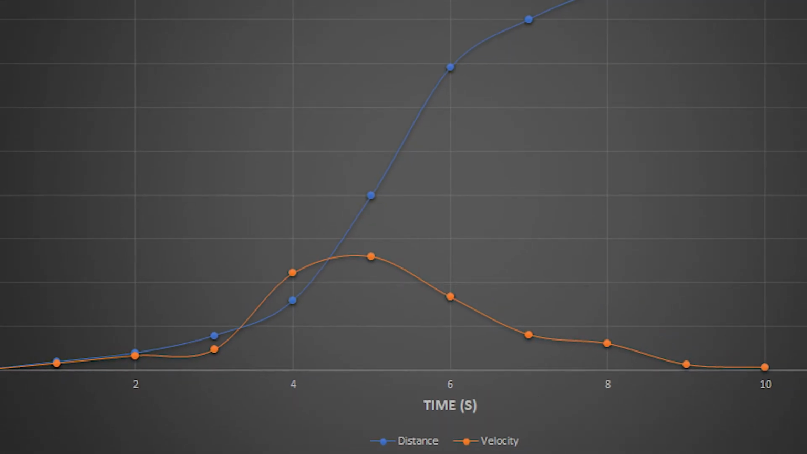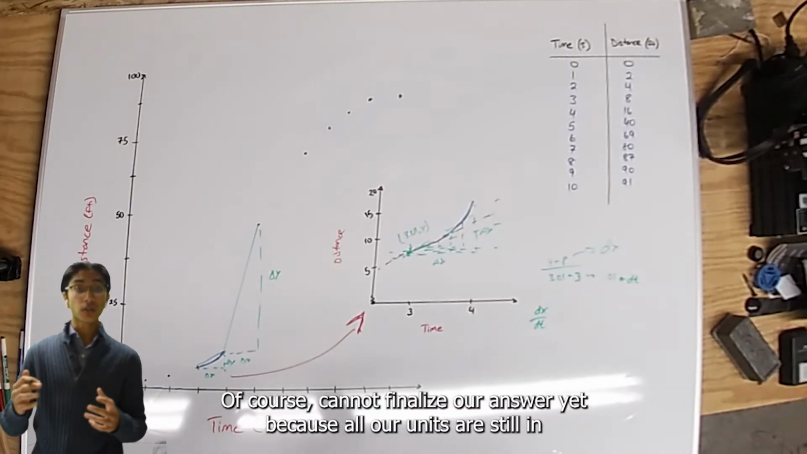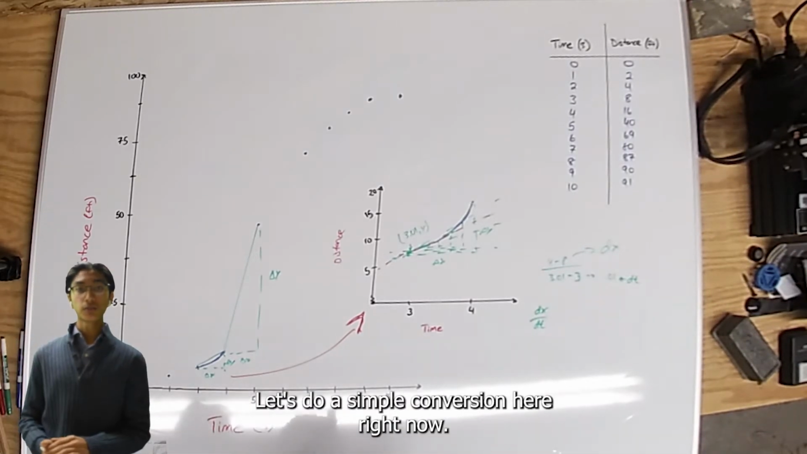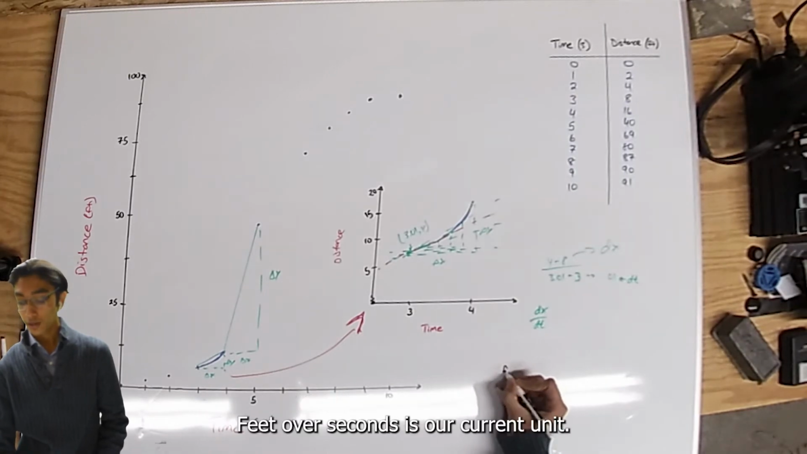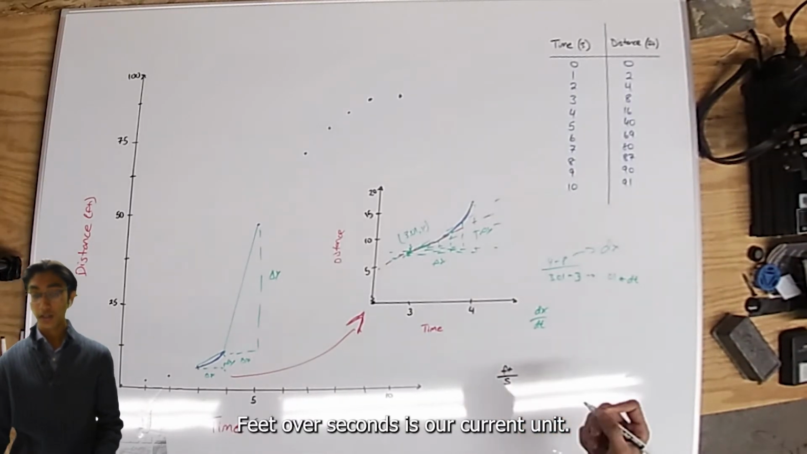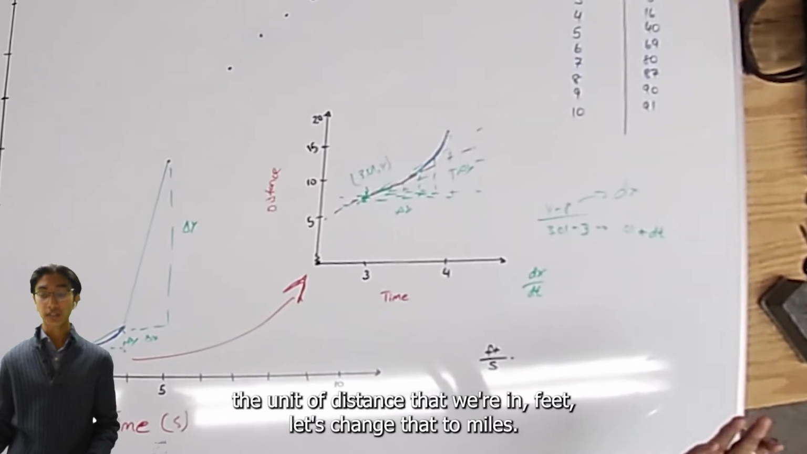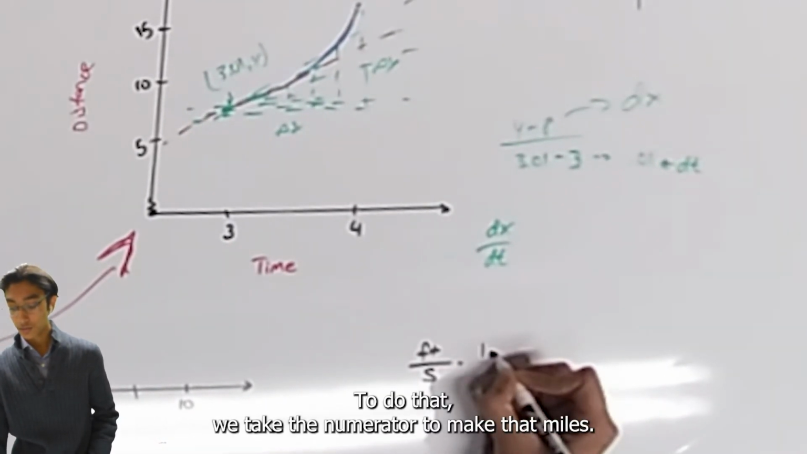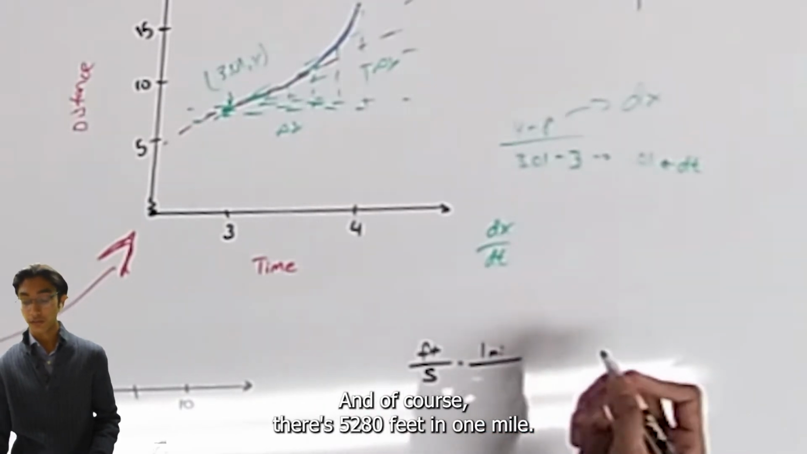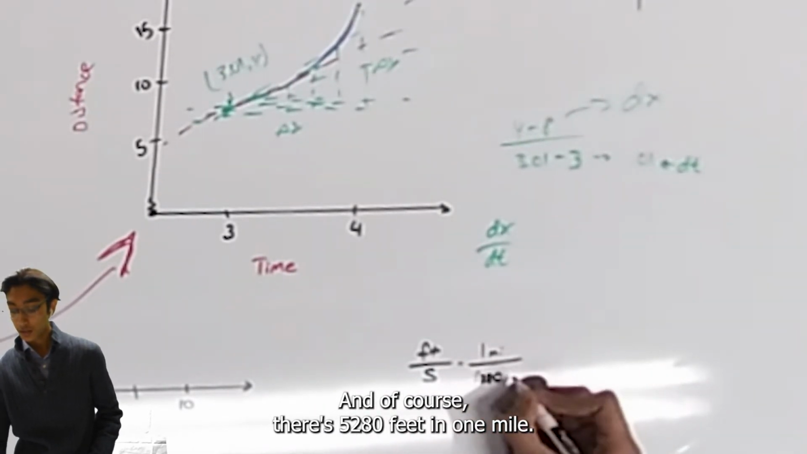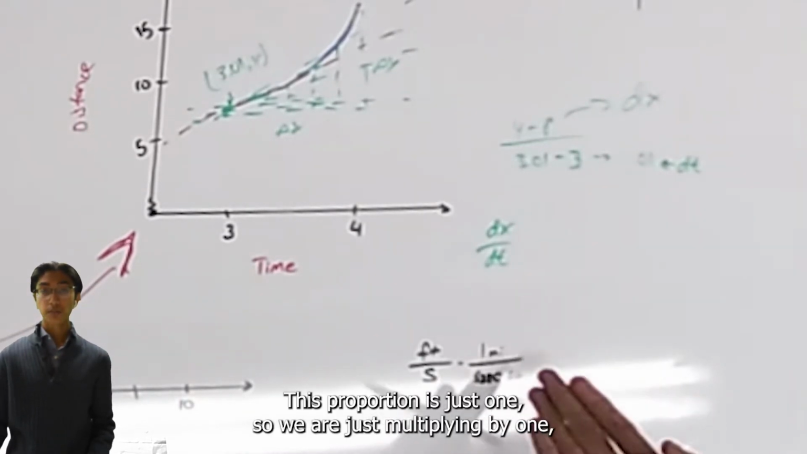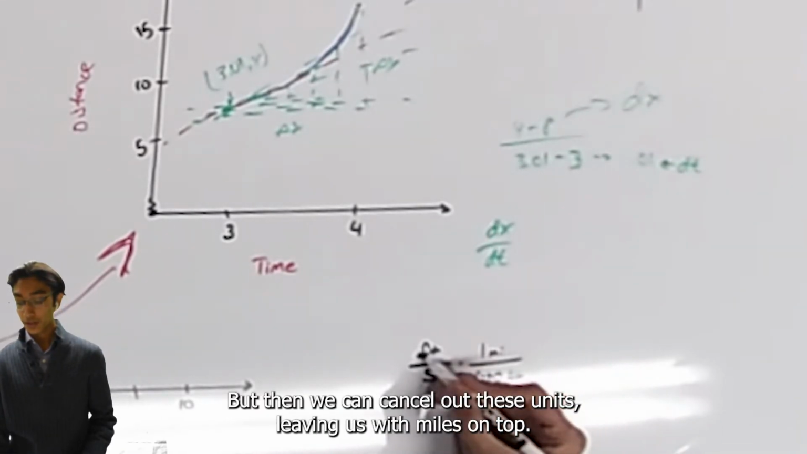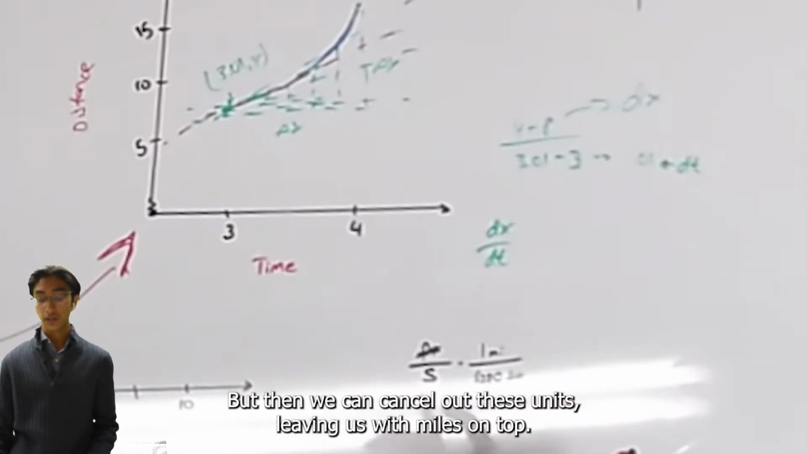Of course, we cannot finalize our answer yet because all our units are still in feet per second. We need to change it into miles per hour since that's what the cop caught us in. Let's do a simple conversion here. Right now, feet over second is our current unit. First, let's change the unit of distance that we're in, feet. Let's change it to miles. To do that, we take the numerator, make that miles, and of course there's 5,280 feet in 1 mile. This proportion is just 1, so we're just multiplying it by 1, which doesn't change the value. But then we can cancel out these units, leaving us with miles on top.